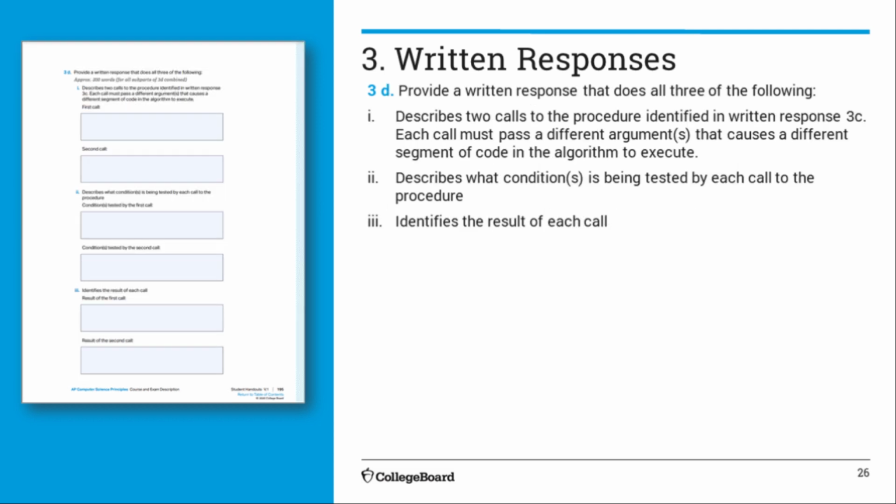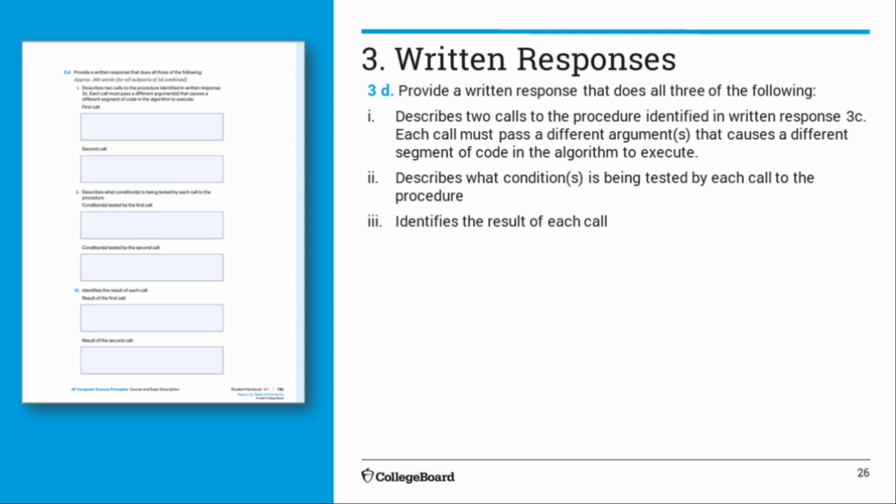Okay, and then for the last prompt, you are providing a written response that does the following three things. Describes 2 calls to the procedure. Now, these can be hypothetical. We get this question a lot: do I have to put 2 calls to the procedure in my program? No, you have to put at least 1 in the program, and then these could be hypothetical calls. Each call should represent a different part of the algorithm being executed. You should describe what conditions are being tested, and then identify the results of each call.